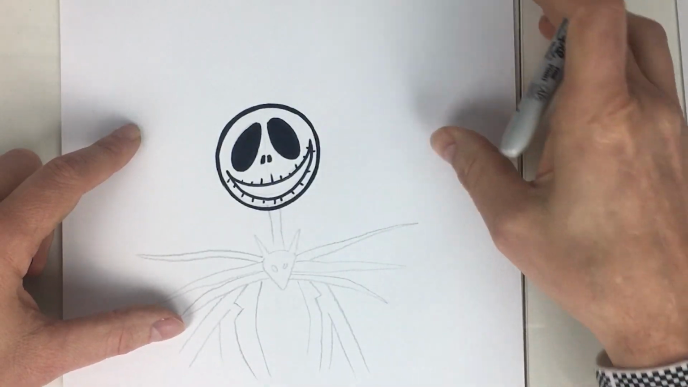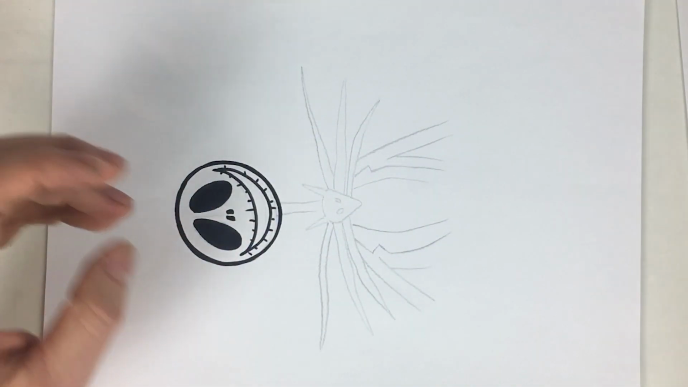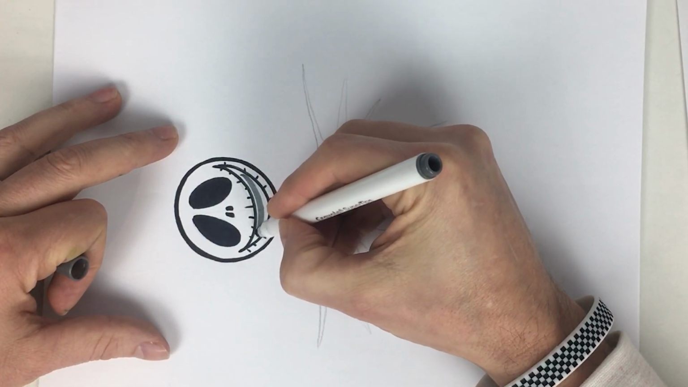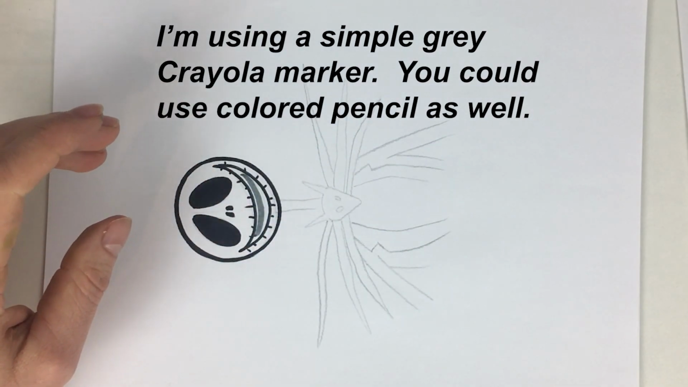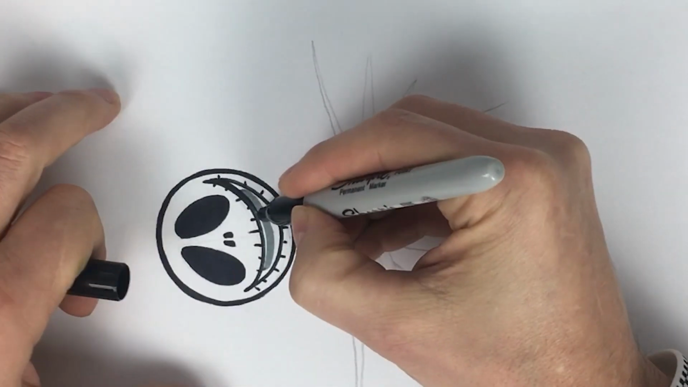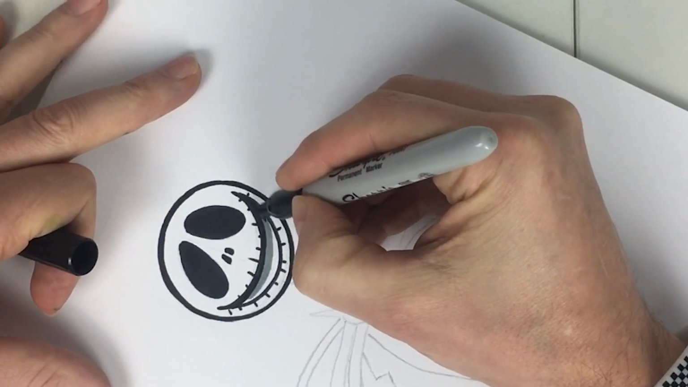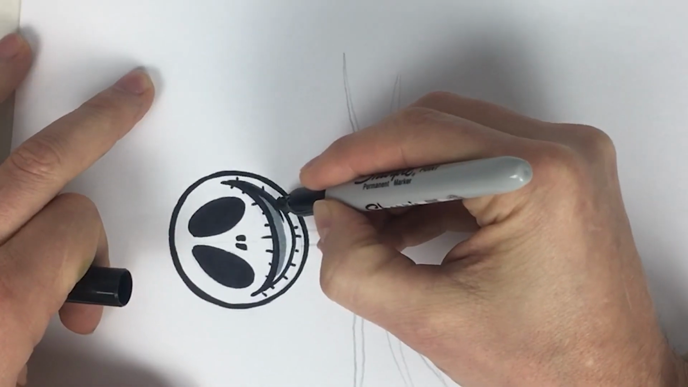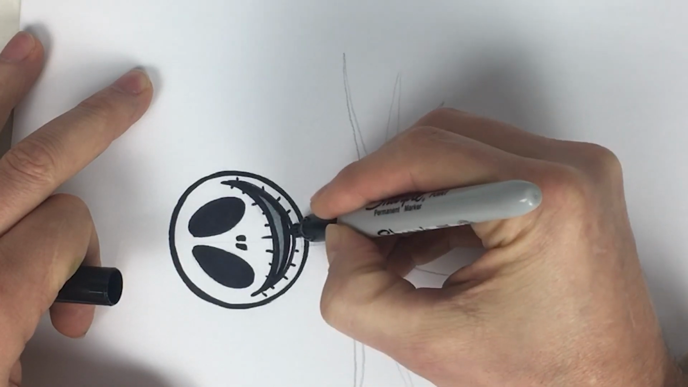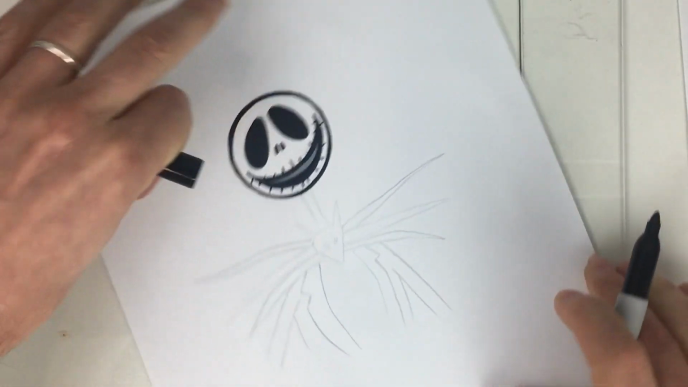See that? Now what we want to do is I'm just going to do a little variation here. I'm going to put that in the middle. I'm going to color in around it just to show, so it's not just a solid mouth. I'm going to leave a little gray in there. See that? I'm going to leave it just like that.